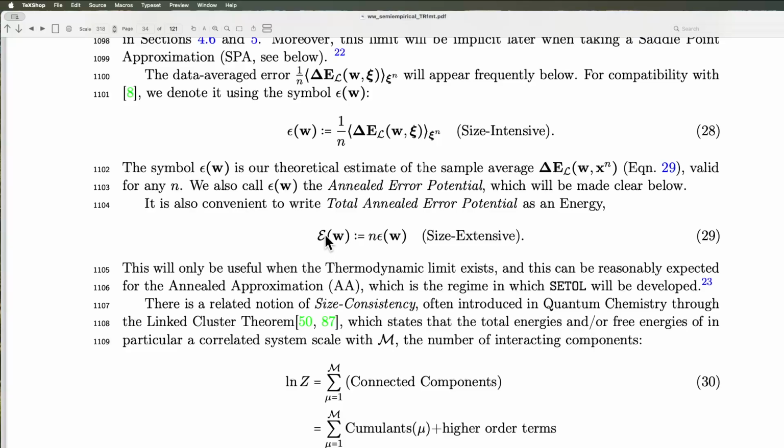So we write capital E as in little sub e. The point of this discussion is just that this object is size intensive because it doesn't depend on n. It's divided by n. And this thing is size extensive. This will only be useful when the thermodynamic limit actually exists, and this can be reasonably expected for the annealed approximation, which is a regime in which SETOL will be developed.